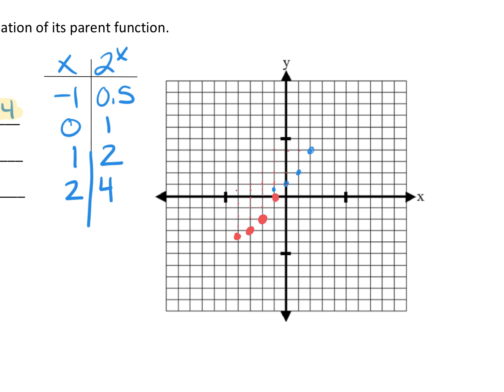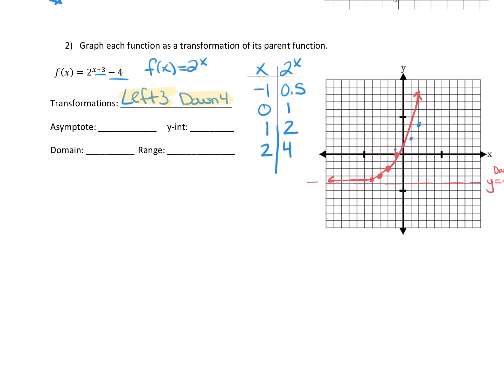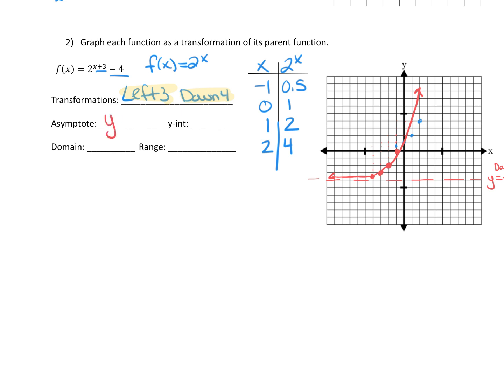So my old asymptote was at 0. My new asymptote is down 4, so it's right here at y equals -4, same as the downshift. And then the points are going to approach that asymptote and then go up. So my graph will look something like that. Like I said, my asymptote is always my up or down shift. So in this case, it's down 4.